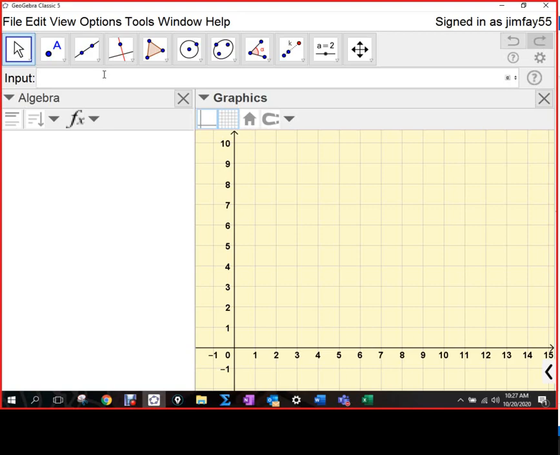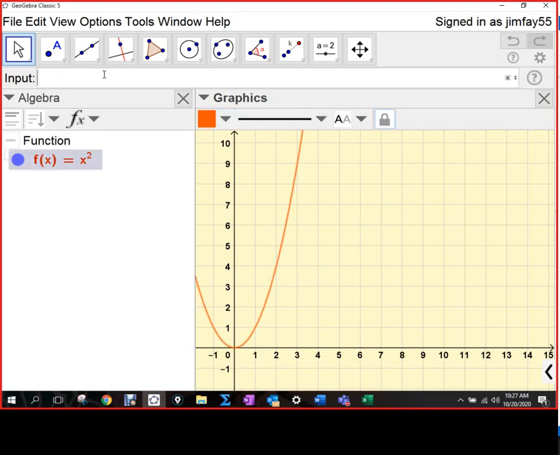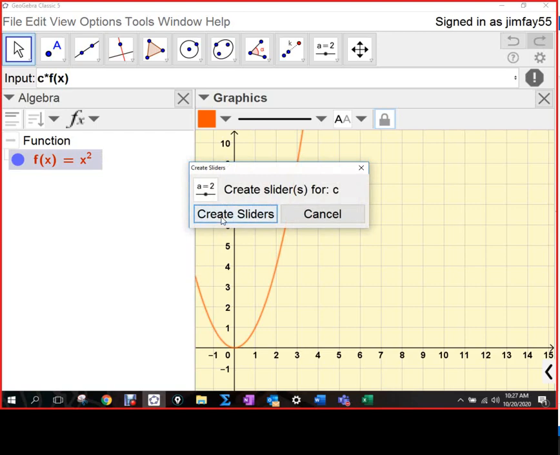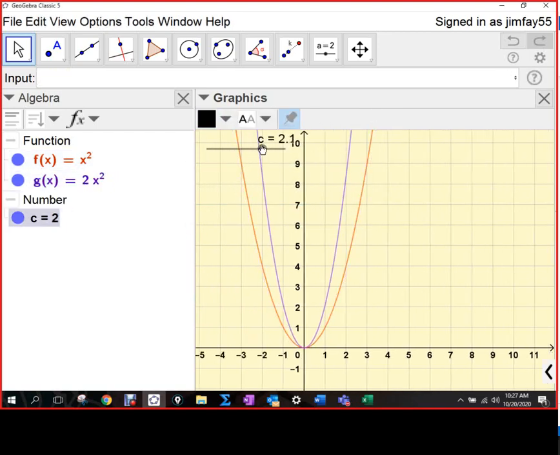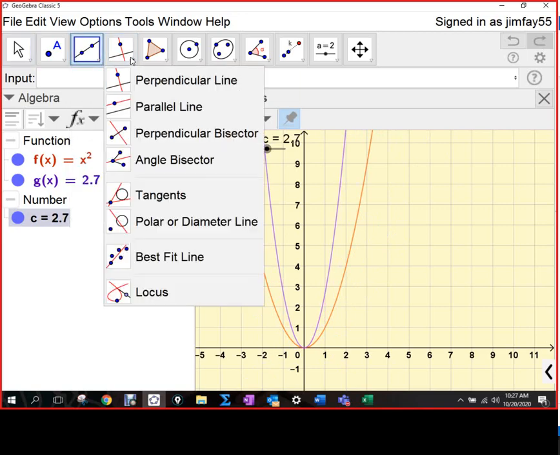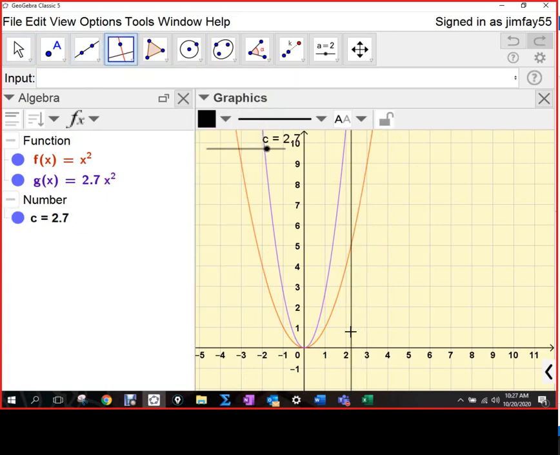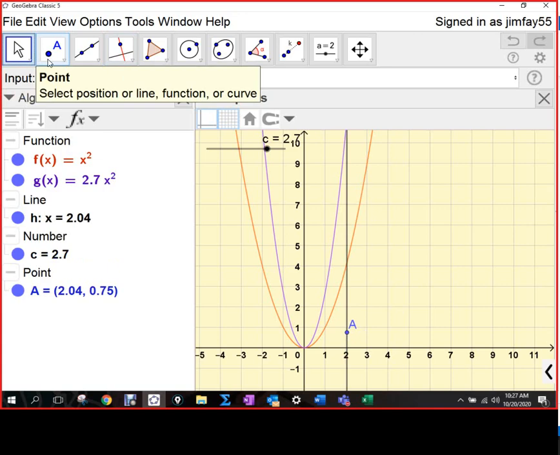Okay, so just kind of demonstrating that graphically for us. If we go f of x equals x squared, and then I will have, actually we'll go c times f of x. Okay, so that's what we're looking at. Create my slider for c. And I'm going to try to make some lines here that allow us to establish a connection here. So just give me a moment.